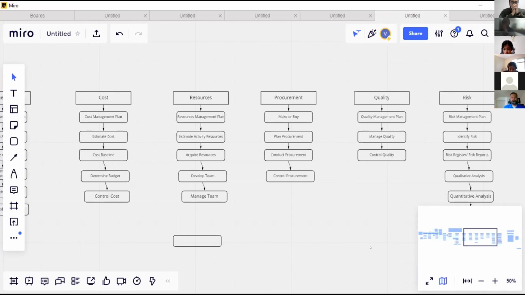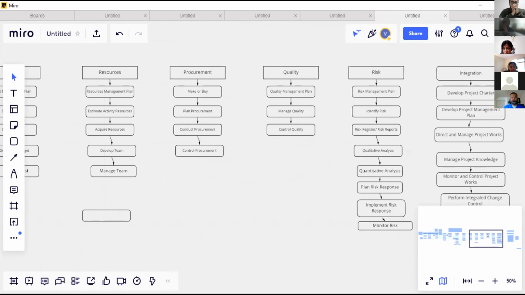And then there is risk. In the risk, first we have the risk management plan.